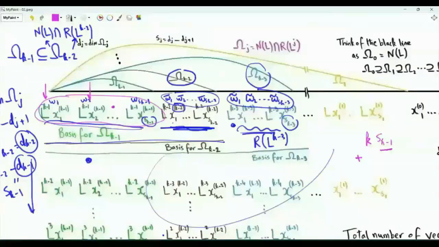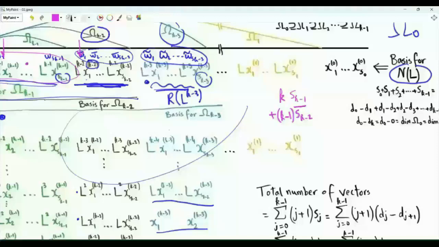Then we extend the basis to cover omega k minus 2. Now we have an extra s_{k-2} vectors. For each vector, we have k minus 1 vectors that are generated: x1, L x1, all the way to L to the k minus 2 x1. So s_{k-2} is multiplied by k minus 1, and so on. The total number of vectors that we have is the summation over j from 0 to k minus 1 of s_j multiplied by j plus 1.